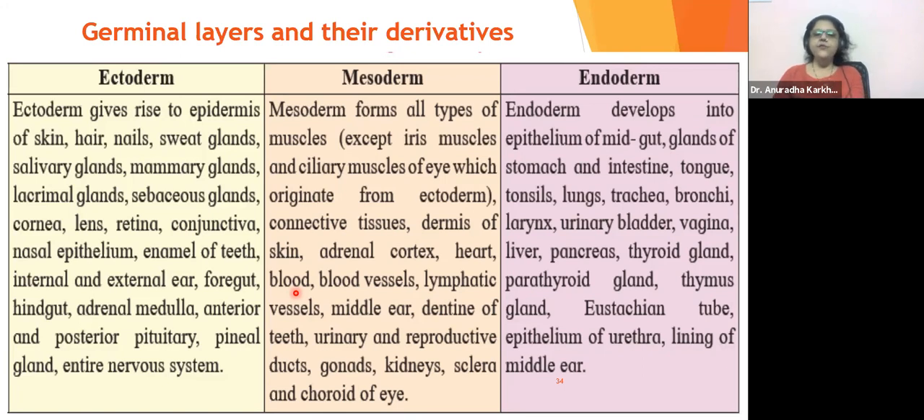Okay. Dentine of teeth. Urinary and reproductive ducts. Gonads. Kidney. Sclera of the eye and choroid of the eye. Sclera and choroid are the only two structures of the eye which are mesodermal. Rest majority of the structures are ectodermal. You have to remember all these things, not only for your competitive exams, but this is a chart picked up from your government textbook from 12th standard. So your 12th board examinations are going to ask you these questions.